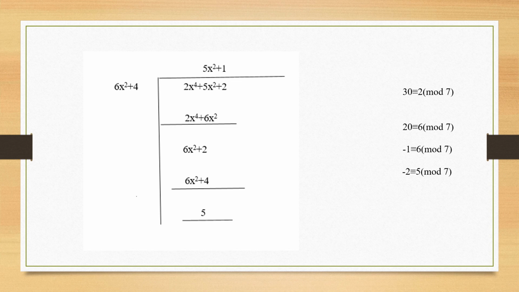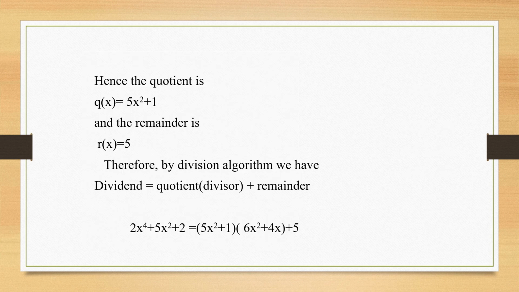So my remainder is 5, my quotient is 5x square plus 1, my divisor is 6x square plus 4, and my dividend is 2x power 4 plus 5x square plus 2. Combining all these 4 terms together using the division algorithm, we get this particular equation. So write down the quotient, remainder, division algorithm, and replace all the polynomials in their particular positions, and hence the problem ends. Hope you understood.